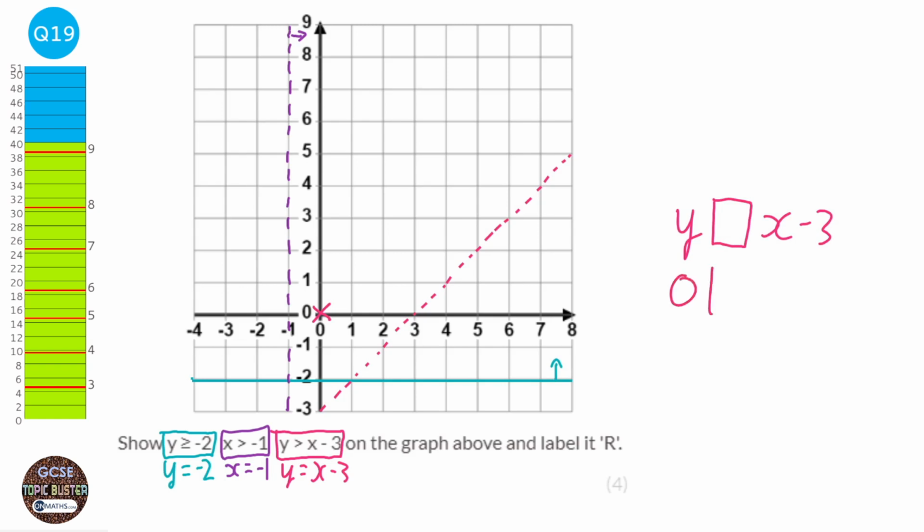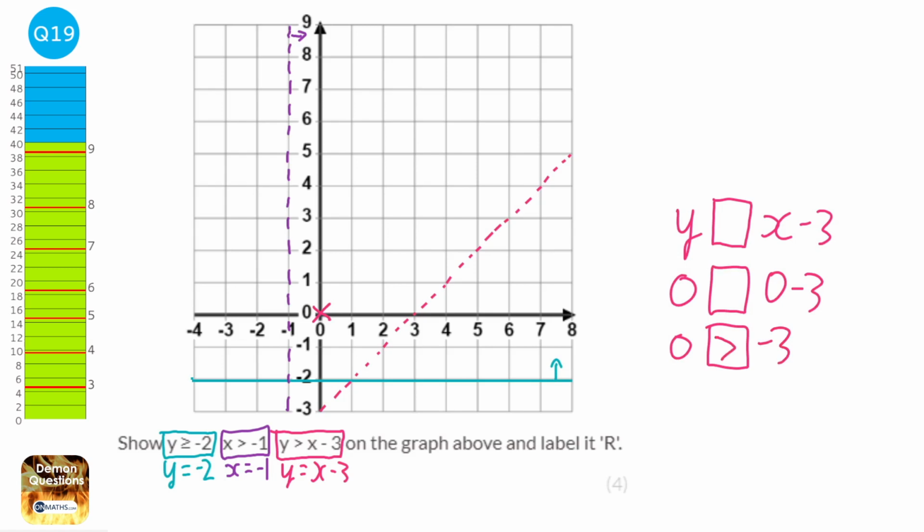So 0, blank, 0 minus 3, 0, blank, 0 take away 3 is minus 3. So what is 0 compared to minus 3? Well, 0 is greater than minus 3. And therefore, this coordinate is on the correct side, because if we look, we've got y is greater than x minus 3 is our region that we're looking for. So we're looking for that, that's good.